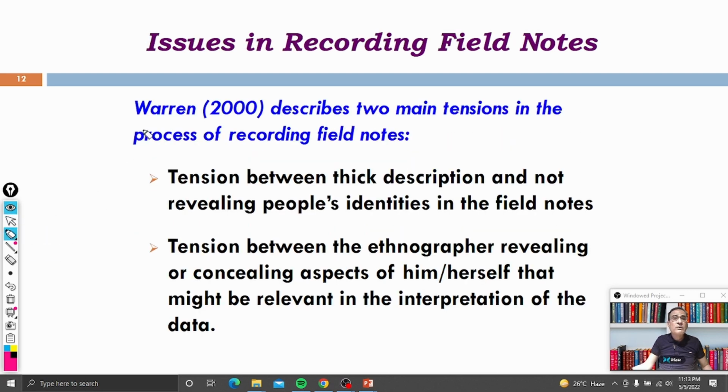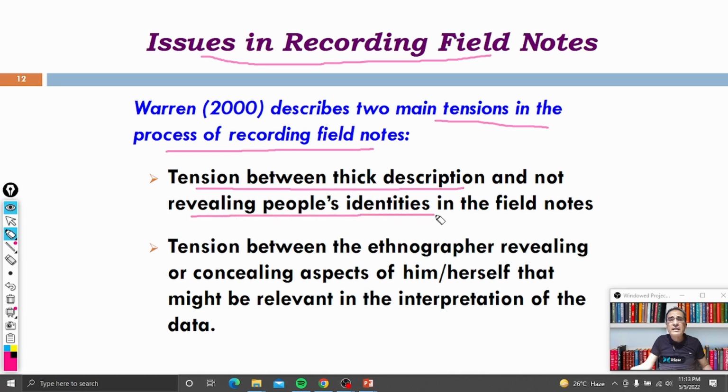Now I would like to share issues regarding field notes. Warren described 2 main tensions in the process of recording field notes. Number 1, the tension between thick description and not revealing people's identity in the field. So you will take thick description, but you will not reveal people's identity in the field. So that's the one tension. The other tension is between the ethnographer revealing or concealing aspects of him or herself that might be relevant to interpretation.